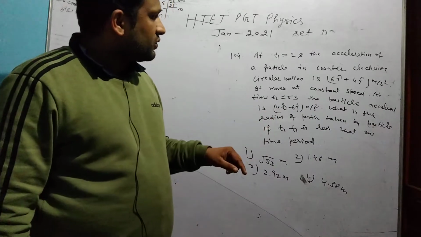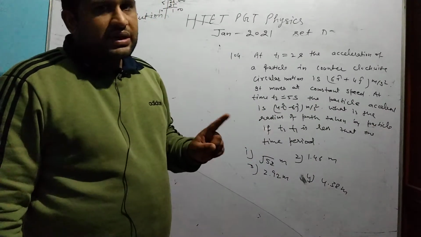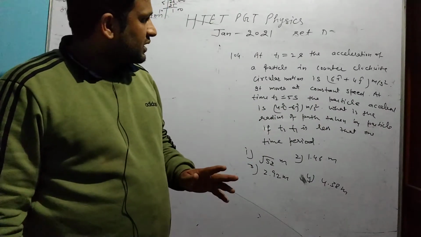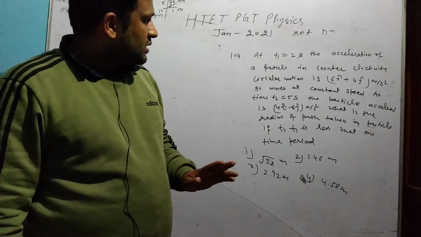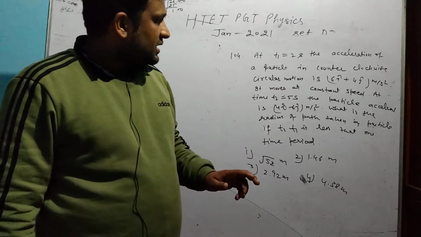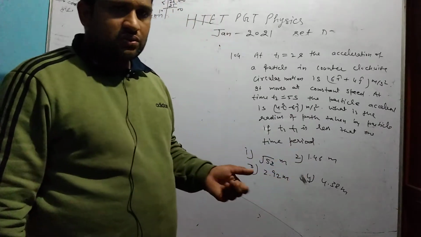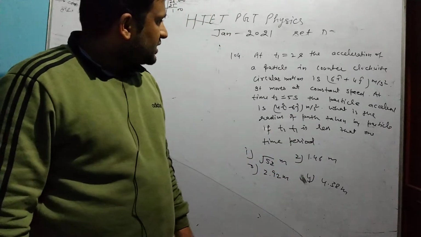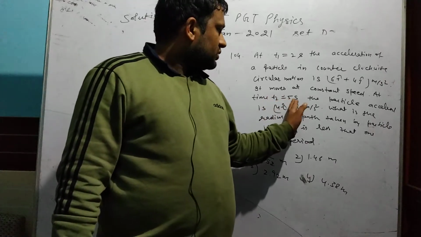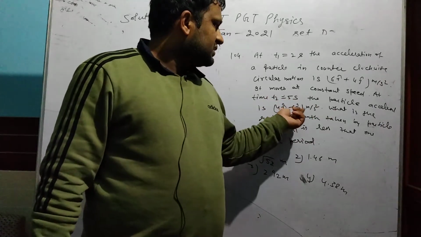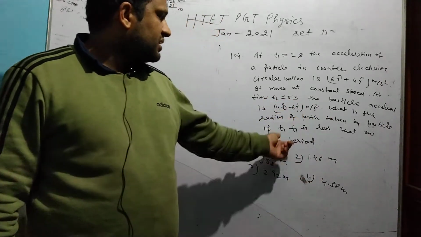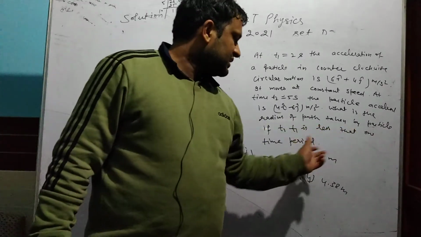If it is moving with a constant speed, there is only centripetal acceleration and there is no tangential acceleration. Centripetal acceleration has the opposite direction to the radius vector. And at time t2 equal to 5 seconds, the particle acceleration is this. What is the radius of the circle if t2 minus t1 is less than the time period?